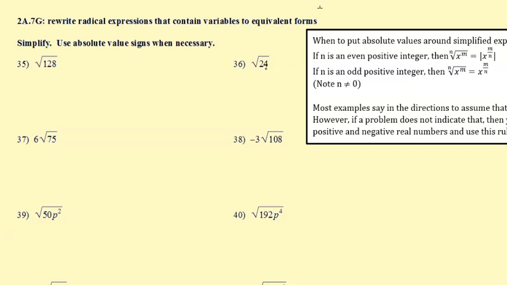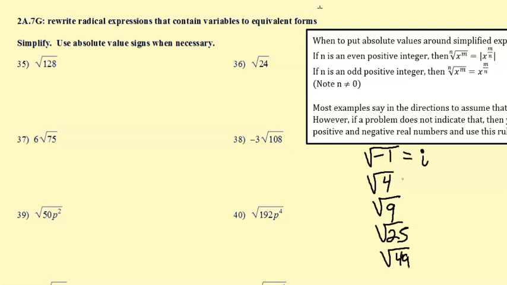For number 36, we have the square root of 24. We are pulling out perfect squares. You want to try to pull out these numbers right here. The square root of negative 1, the square root of 4, the square root of 9, the square root of 25, and the square root of 49. The square root of negative 1 is i, the square root of 4 is 2, the square root of 9 is 3, the square root of 25 is 5, and the square root of 49 is 7. About 90% of all the problems you'll ever see will have one or more of these numbers to pull out if it could be reduced.